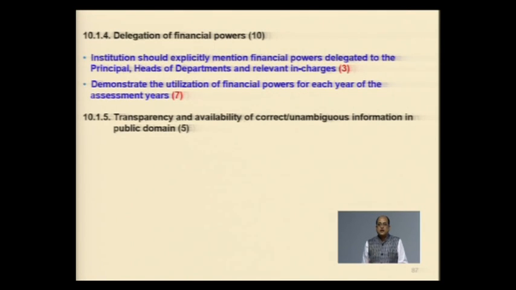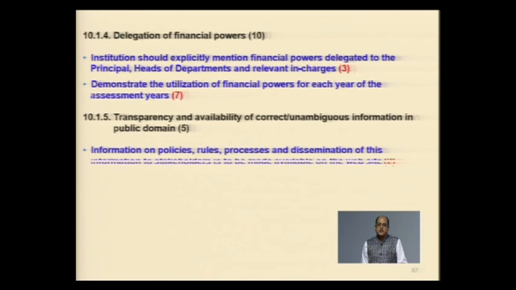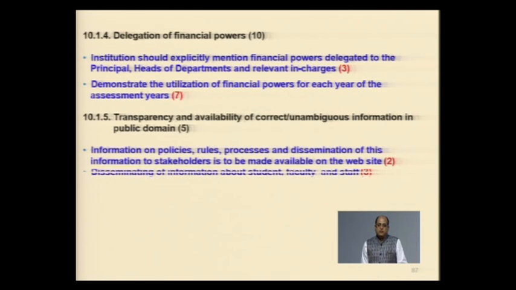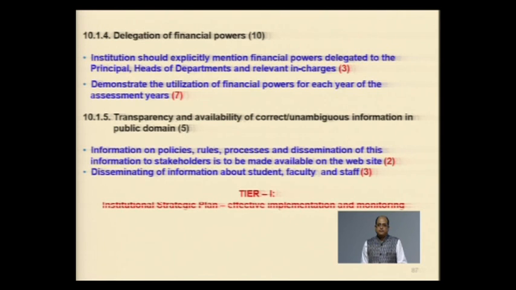Nothing moves beyond that. Transparency and availability of information. These are the policies in terms of public domain, whether stakeholders are aware or not. The tier 1 point is added apart from these points because tier 1 is complete autonomy. So it is expected that there will be an institutional strategic growth plan.